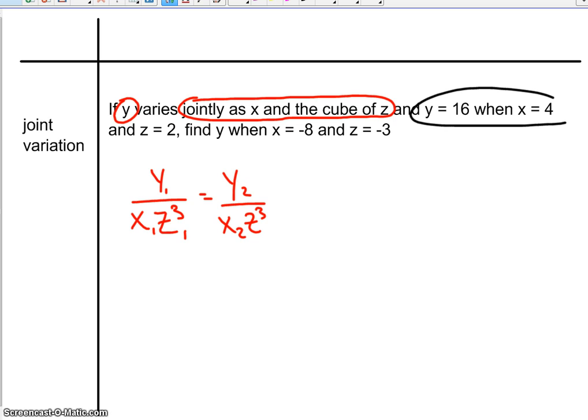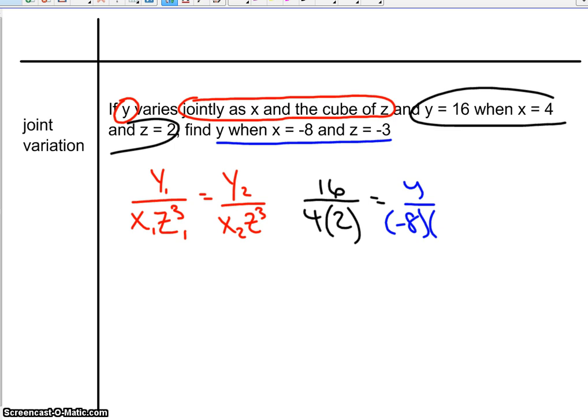So first pile of information, y is 16 when x is 4 and z is 2. Find y when x is -8 and z is -3. Now, because they said it varies directly, what I want to do in my next step is multiply the denominators together, because from here to here we're doing an increase. So in my numerators I'd also expect an increase. So I'm going to expect a value greater than 16 when I'm all done with this.